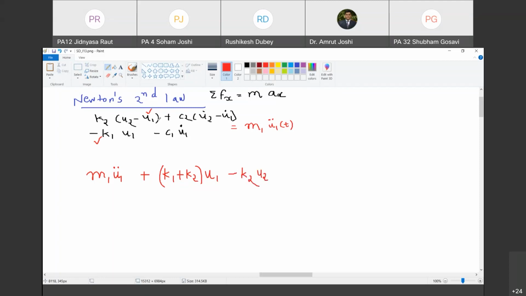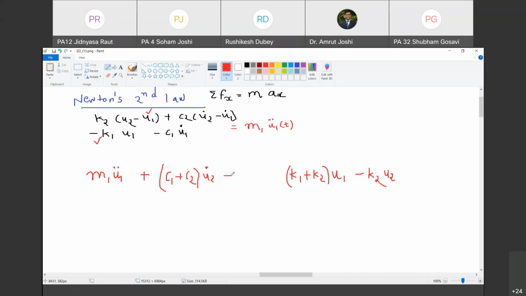Now, what about this term C1 U1 dot? It goes on the other side and becomes positive. And then C2 into U1 dot. This is negative here. That side it goes and becomes positive. So I'm going to have C1 plus C2 into U1 dot.